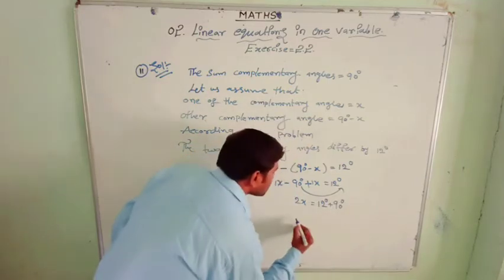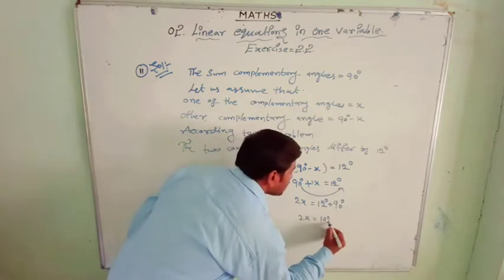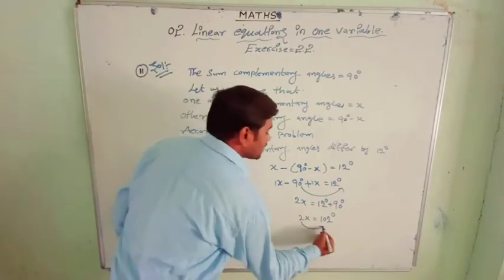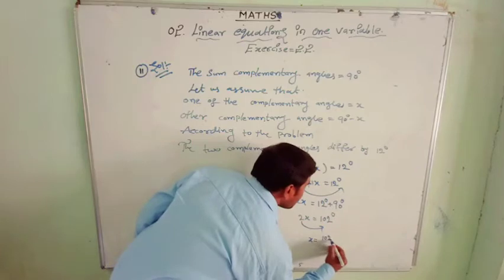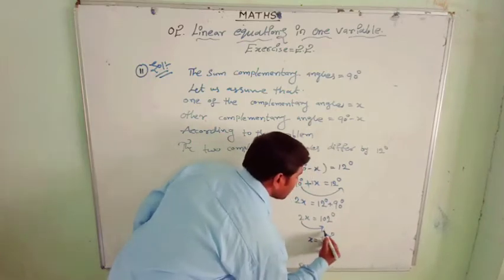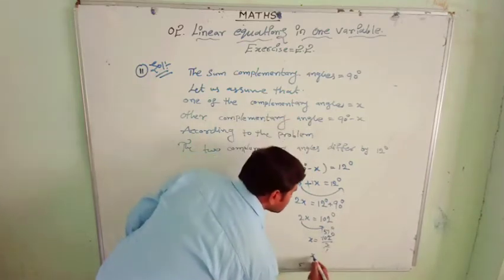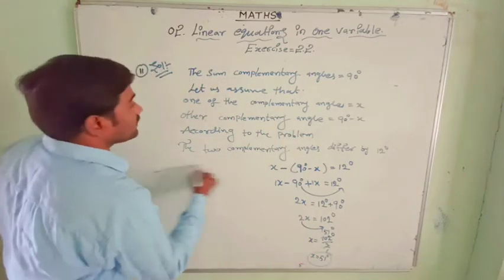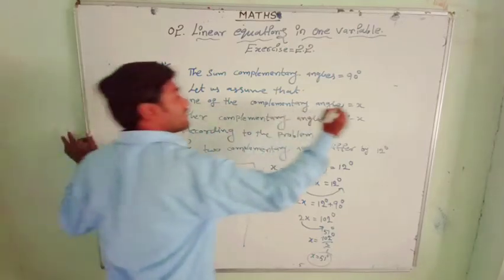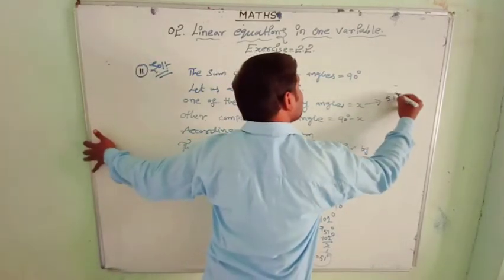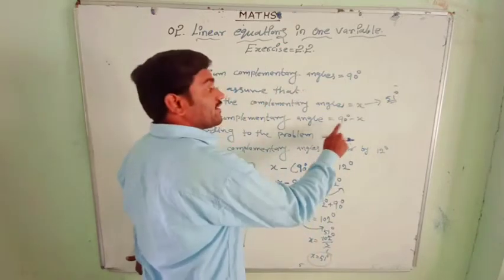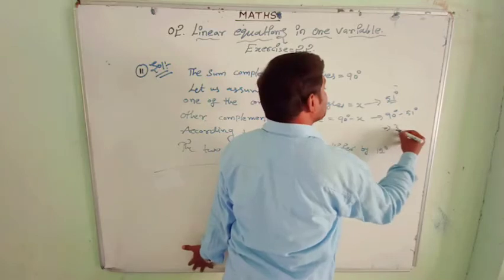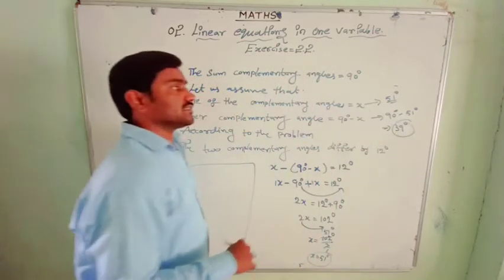So when we add this both, 2x equals 102 degrees. 90 plus 12 is 102 degrees. This 2 will transfer this side, so x equals 102 by 2, that is 51 degrees. So one of the complementary angles, x, equals 51 degrees. Then the other complementary angle is 90 minus x, that is 90 degrees minus 51 degrees, which is 39 degrees.